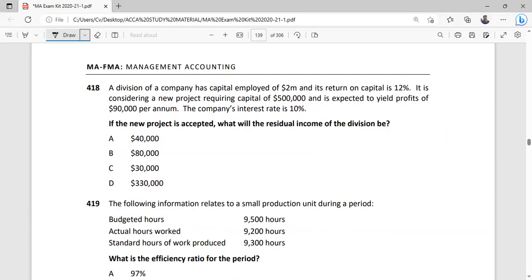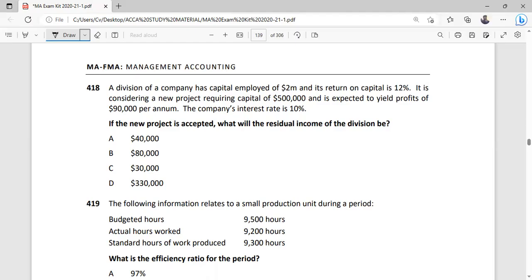Now we have a new type of question. A division of a company has a capital employed of 2 million. Its return on capital is 12%. It is considering a new project requiring capital of 500,000 and is expected to yield a profit of 90,000 per month. The company's interest rate is 10%.